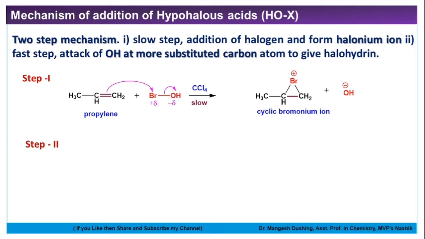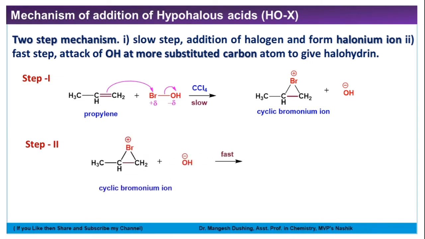Second step is the attack of OH minus. So this is cyclic bromonium ion, and this OH minus comes from the back side of this bromonium ion, because again two factors, that is first is steric hindrance and second one is electronic repulsion. Now this addition goes via Markovnikov. The negative part of the reagent goes to the carbon atom which has less number of hydrogen atom.